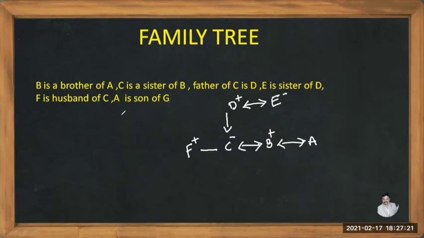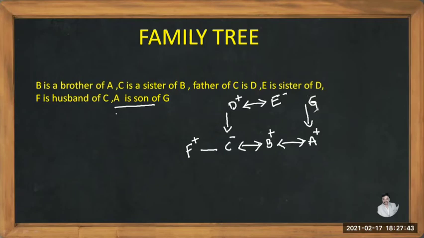Now the next one, A is son of G. See, in the first sentence we don't know the gender of A, because only B is mentioned as the brother of A. A might be a sister or brother, but here he mentioned A is the son of G, which means A must be positive. Okay, so this is the family tree.